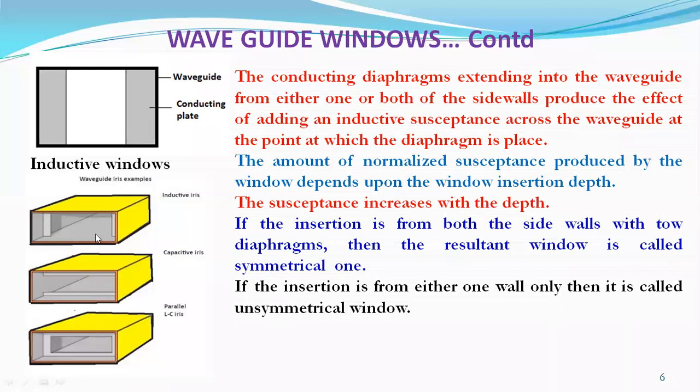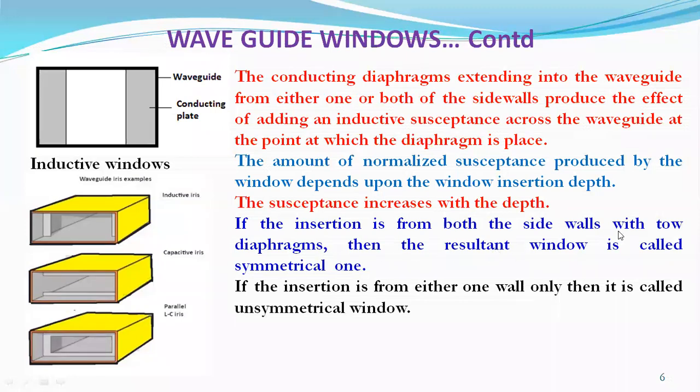Now see, the plates are fixed on the side walls inside the rectangular waveguide. This is the side view. This is the waveguide. The conducting plates are inserted in the side walls, so it will create the inductive effect.